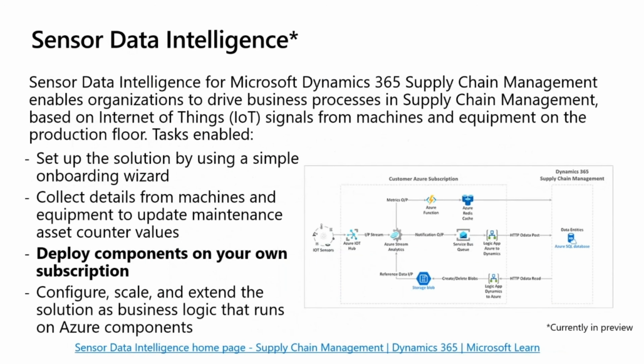Sensors data intelligence, which is currently still marked as in preview for Dynamics supply chain management, enables organizations to drive business processes in supply chain management based on Internet of Things signals from machines and equipment on the production floor. It allows you to collect details from those machines and equipment to update the maintenance asset counter values in SCM and drive predictive maintenance.